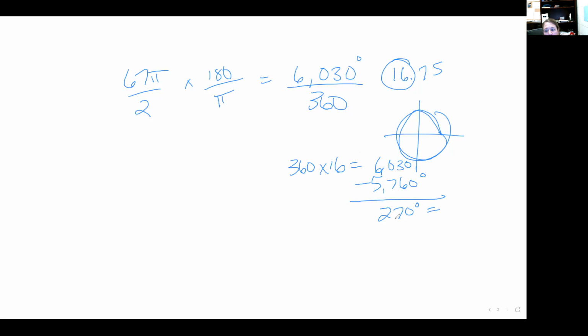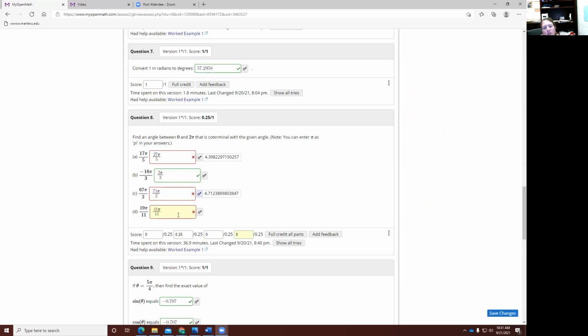Now we want to leave our answer in radians. How do I convert that to radians? We multiply by pi over 180, and if you put that in the calculator, it reduces to 3 pi over 2. If you put 3 times pi divided by 2 in the calculator, it gives you 4.7, which should be the answer. Yeah, 4.712.